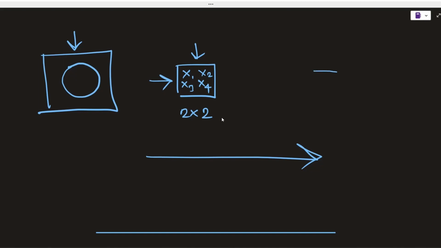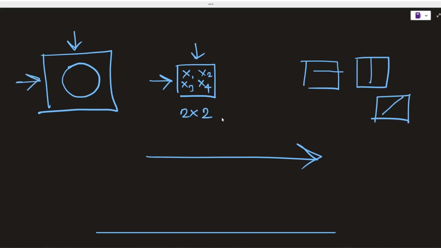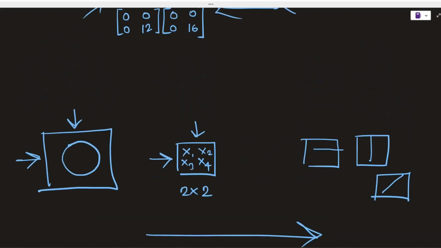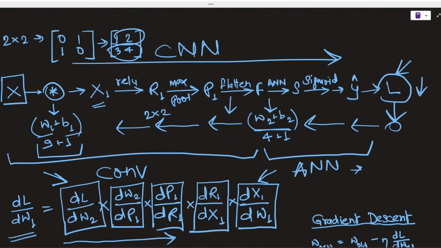detect horizontal edges like this, or let's say vertical edges like this, or let's say slant edges like this. Then you can only think that combining this kind of edges, you will never be able to form a circle that you have on the image. So when you finally reach the end of the CNN architecture over here, the loss will be too much. When you calculate the loss using binary cross entropy, or let's say softmax, the loss will be very high.